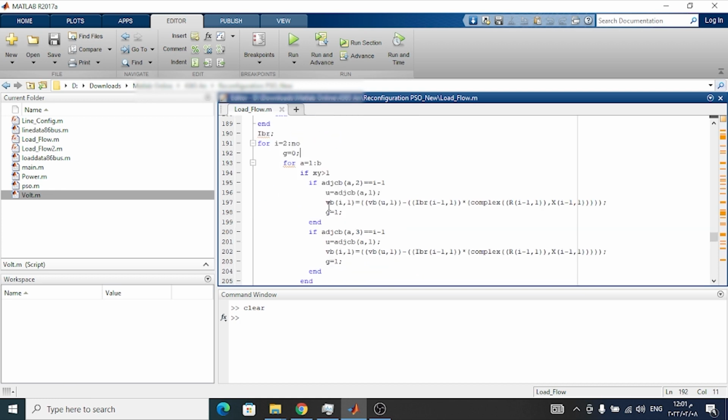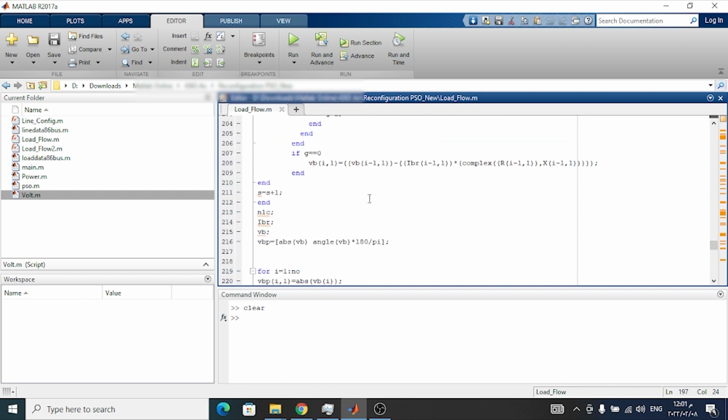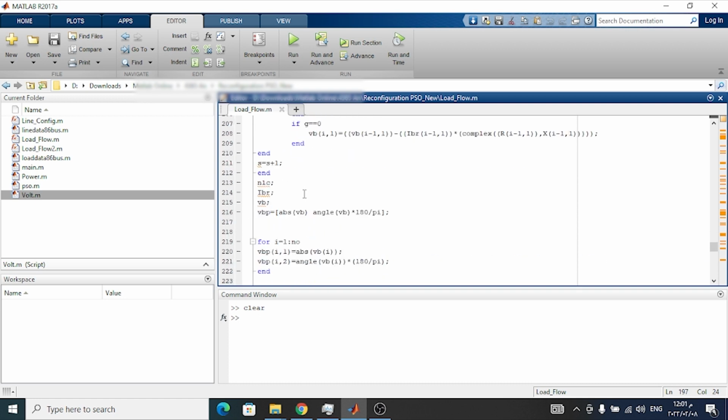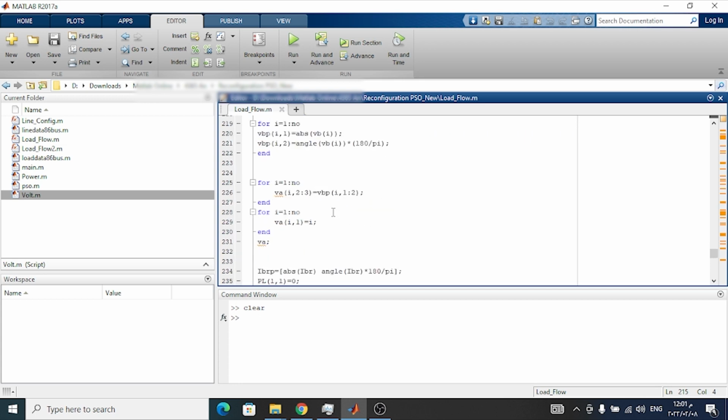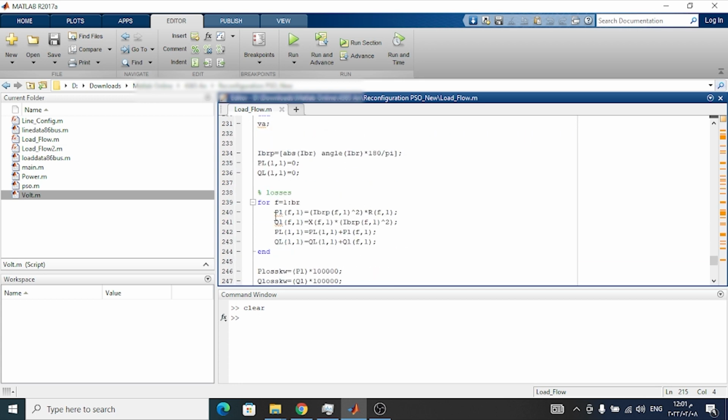After that we go back to calculate the voltage on each bus and repeat this process 10 times to get the current in each branch and the voltage at each bus. And after that, as you see here, we calculated the power loss and reactive power loss in the line, and accumulated the total power loss.